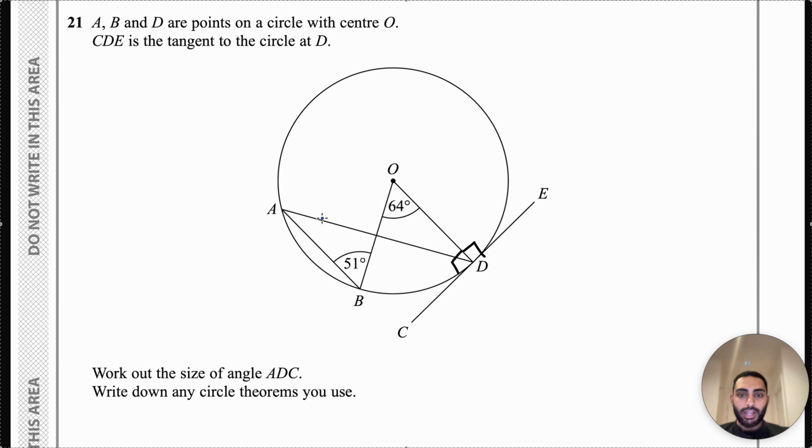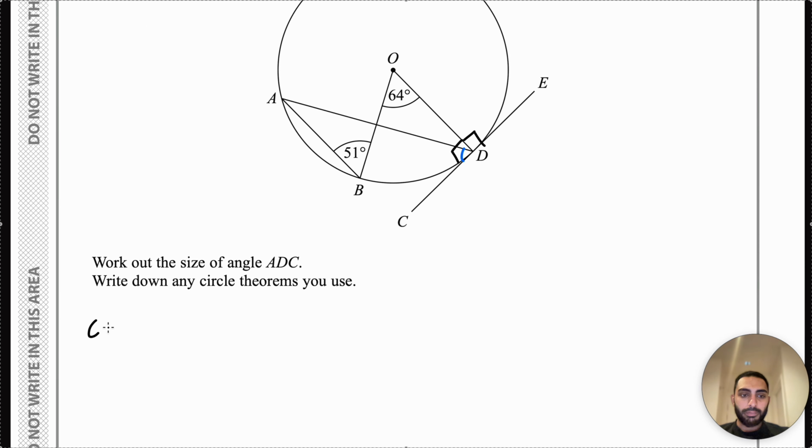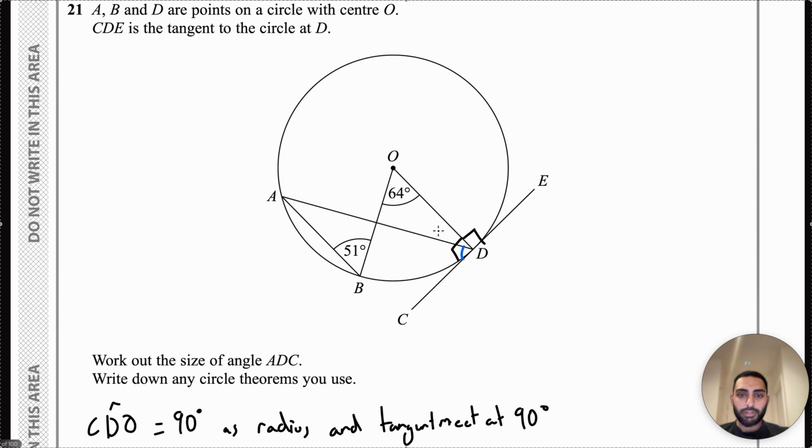So we're trying to find A to D to C, which is this small angle over here. So it's going to be part of that 90 degrees. Write down any circle theorems that you use. So the first circle theorem that we've used is the radius and a tangent meet at 90 degrees. So I can write C to D to O equals 90 degrees, as radius and tangent meet at 90 degrees. That's that first one done.